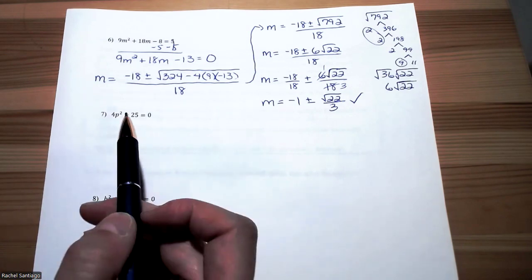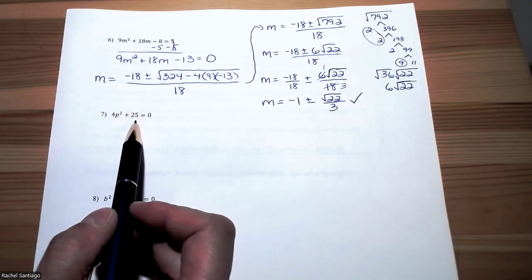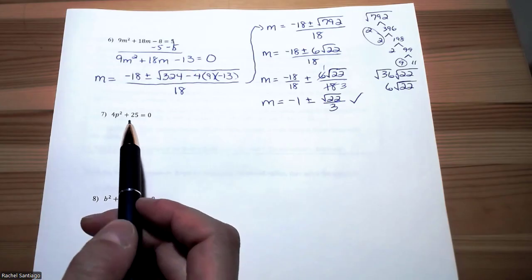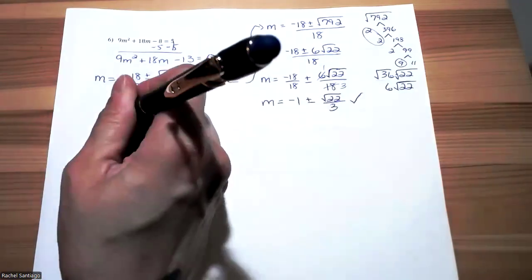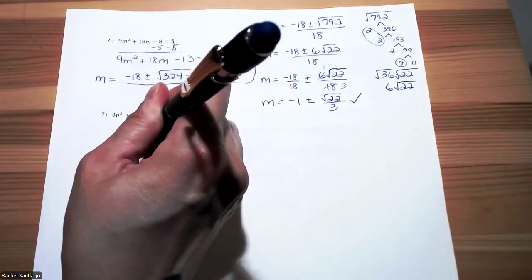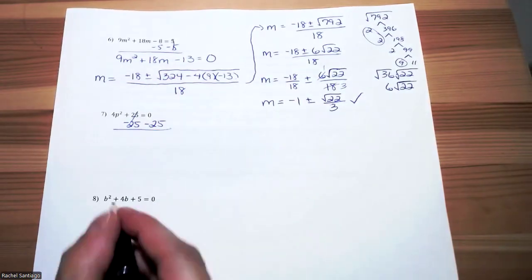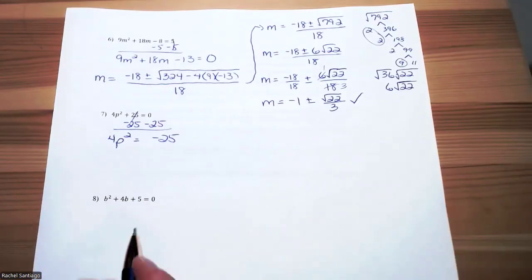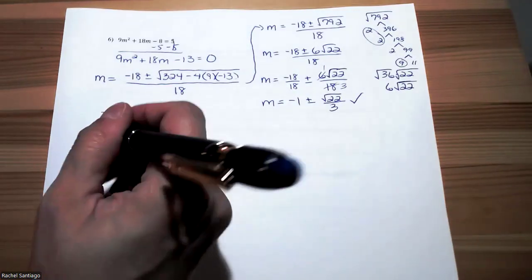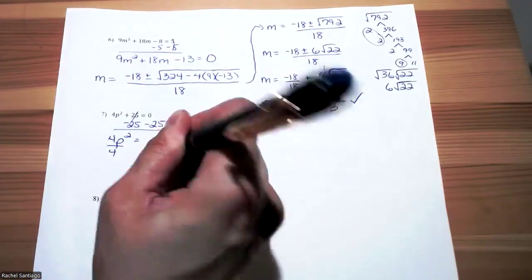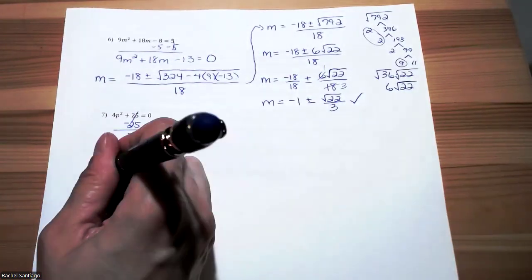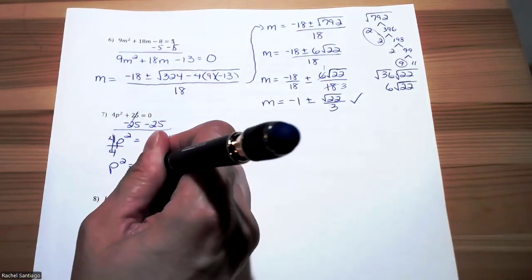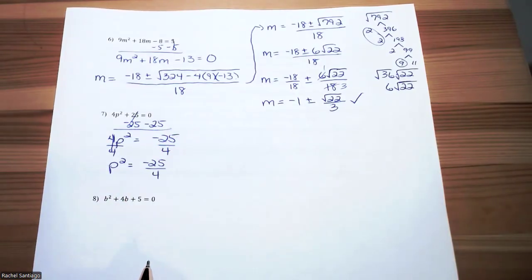Not a big deal. All that means is I'm actually going to use the square root property, and I'm going to do that by bringing the 25 over first. Boom. Now I have 4p squared is equal to negative 25. I have to get my squared term alone, so I'm going to go ahead and divide by 4. That leaves me with p squared is equal to negative 25 over 4.